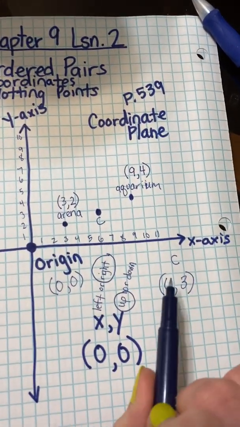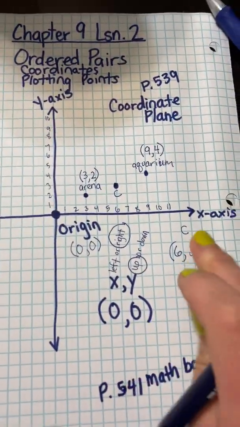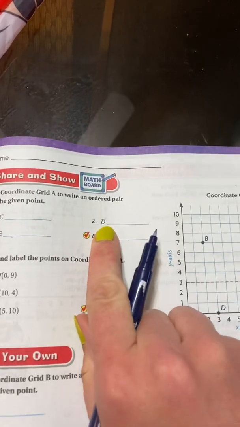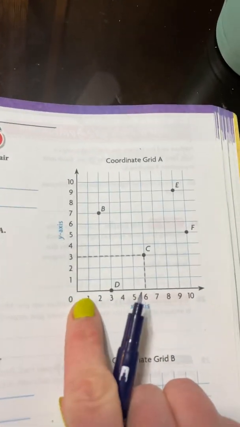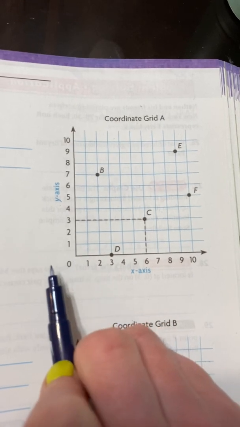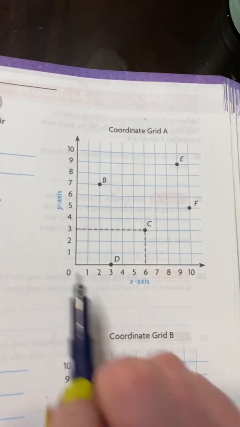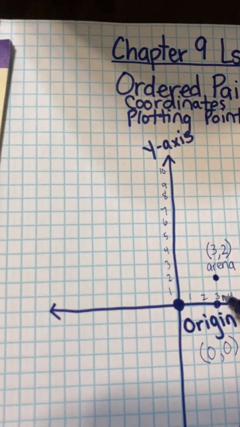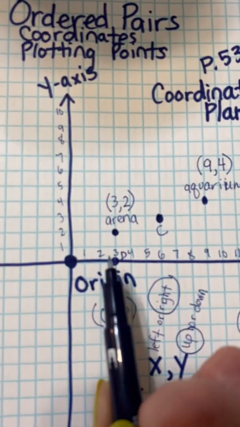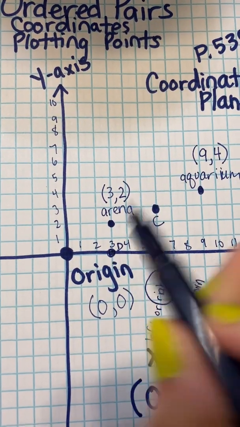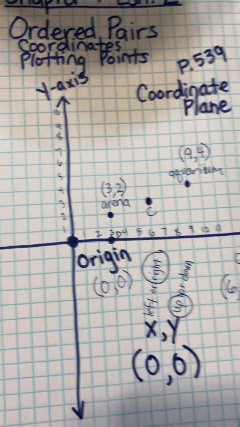So all you have to do then on page 541 is you'll write 6, 3 on this blank next to letter C. And then you go to number 2, letter D. So D, now look at this one. You always start with how many do I go to the right first? So D is technically right here, and I'm going to put it underneath.